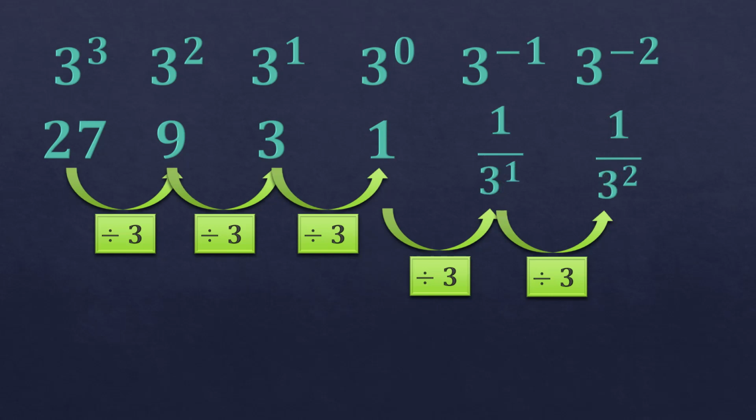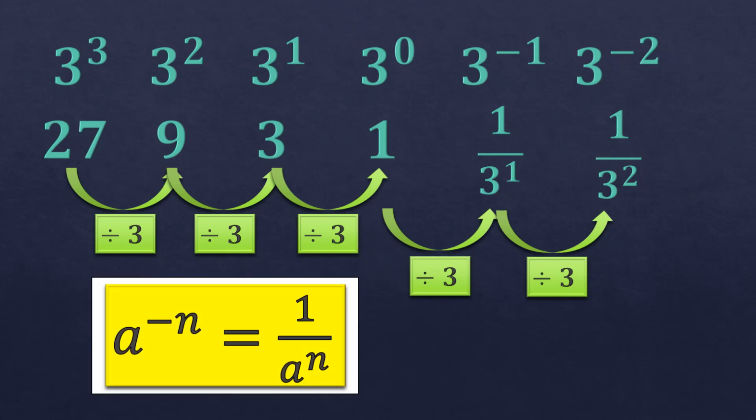So any non-zero base, we'll call it a again, with a negative exponent is the same as the reciprocal of the base raised to the opposite of the original exponent. In other words, a to the negative nth power is equal to 1 over a to the n.